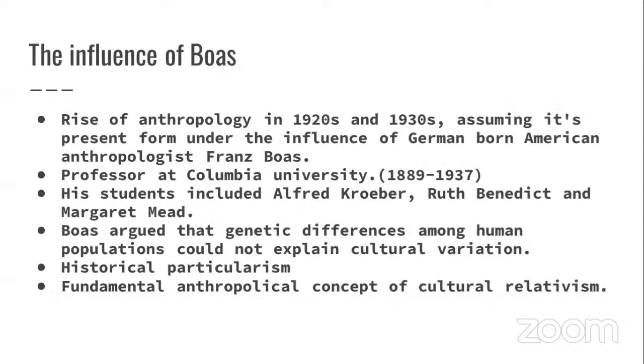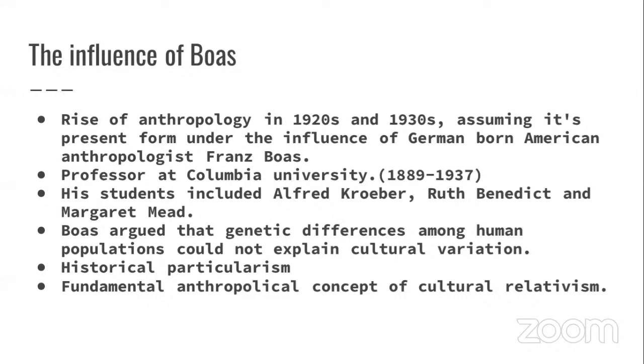Okay, now we move forward to Franz Boas, who changed anthropology. The rise of anthropology actually started in the 1920s and 1930s, and anthropology in its present form thrived under the influence of a German-born American anthropologist. His name was Franz Boas. He was interested in all areas of anthropological research, and he had done highly regarded work in all areas except archaeology. He was a professor at Columbia University from 1889 until he retired in 1937. His students included Alfred Kroeber, Ruth Benedict, and Margaret Mead, who went on to establish anthropology as the field that we know it is right now.